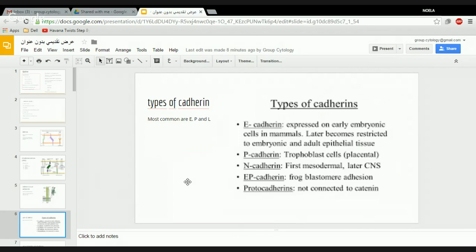The last kind of cadherin I'm going to talk about is the N cadherin, which mediates homophilic interaction and holds most epithelial sheets together. The N cadherins are found on nerve, muscle, and lens cells.